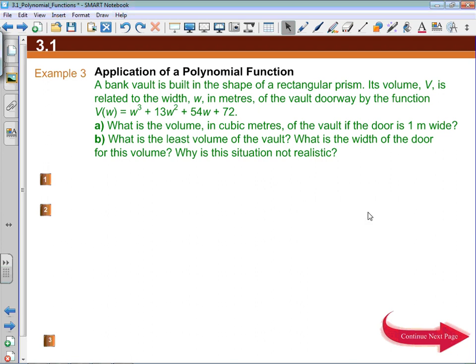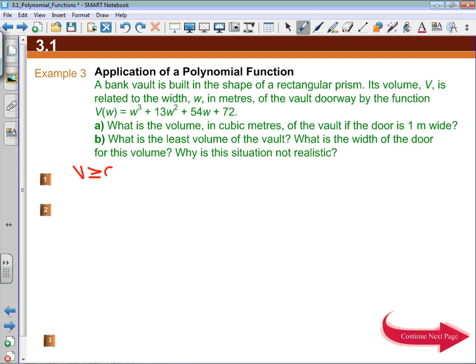Example 3 and 3.1 deals with a real situation, the application of a polynomial function relating to a bank vault. One really important thing as we go forward in any math course: if you are dealing with a real situation, it often involves some kind of restriction on the variables because of context.